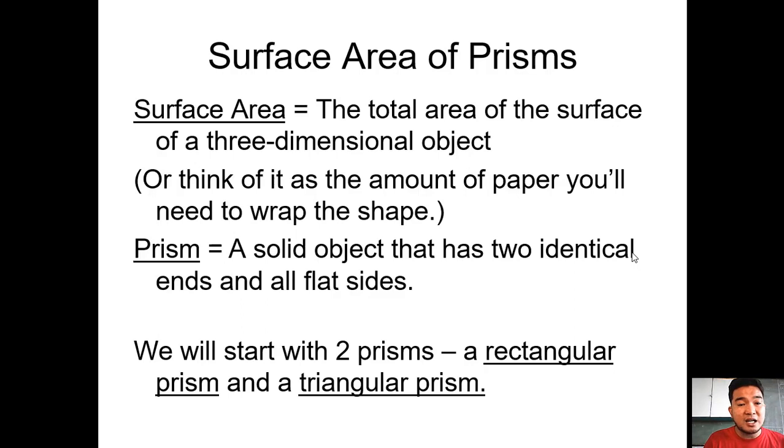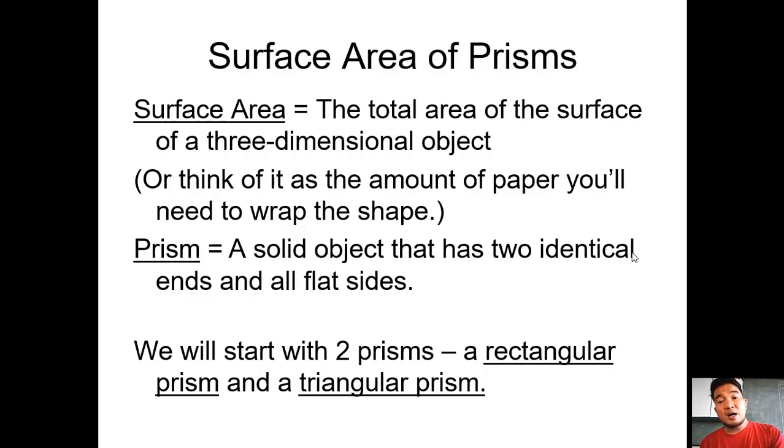When we say surface area, ito yung total area of the surfaces of a three-dimensional object. By the way, ang three-dimensional objects, these are the solids. Okay, so we have different types of solids. The first one is the prism. When we say prism, it is a solid object that has two identical ends and all flat sides.